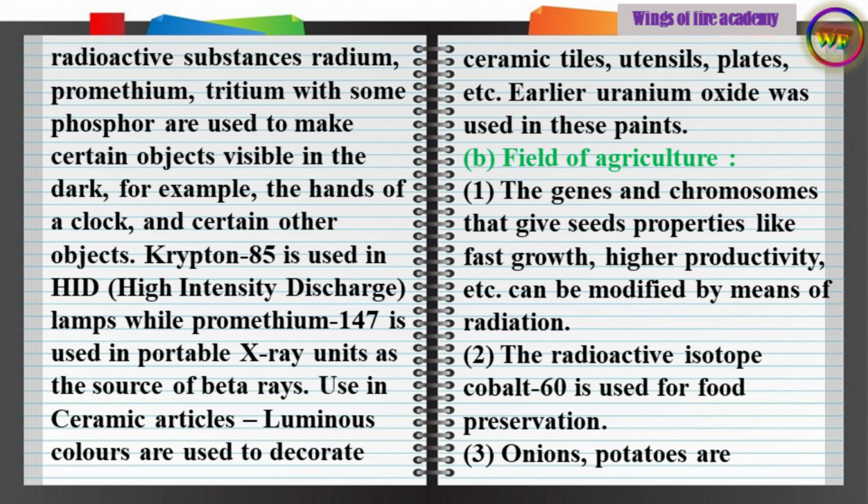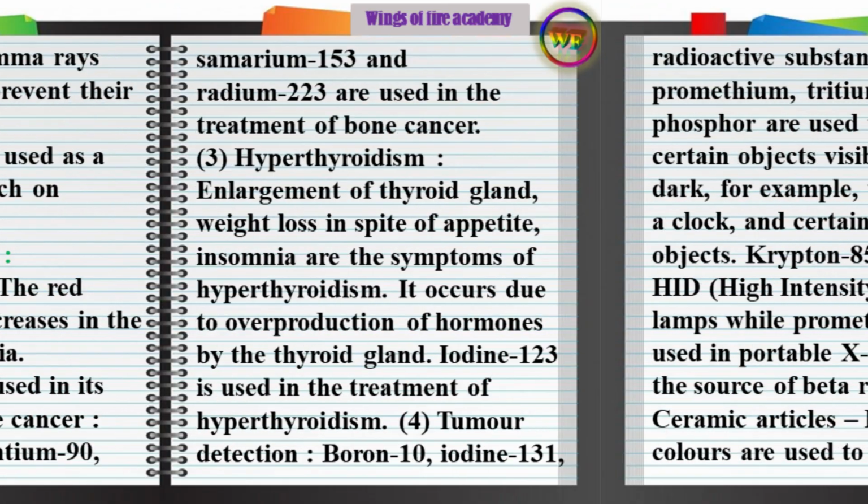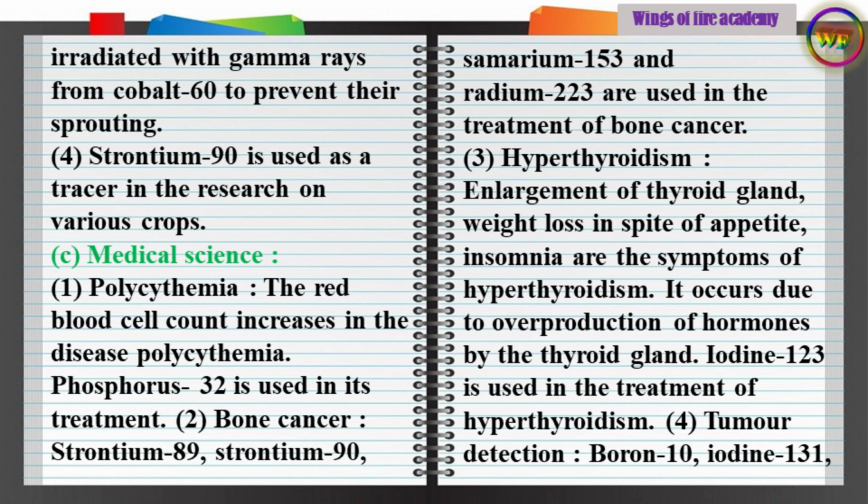B. Field of agriculture. 1. The genes and chromosomes that give seeds properties like fast growth, higher productivity, etc. can be modified by means of radiation. 2. The radioactive isotope cobalt-60 is used for food preservation. 3. Onions, potatoes are irradiated with gamma rays from cobalt-60 to prevent their sprouting. 4. Strontium-90 is used as a tracer in the research on various crops.